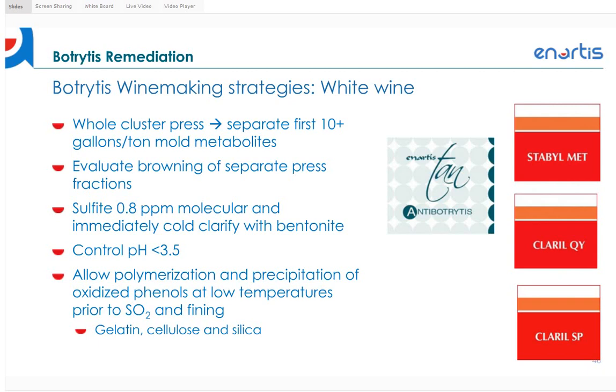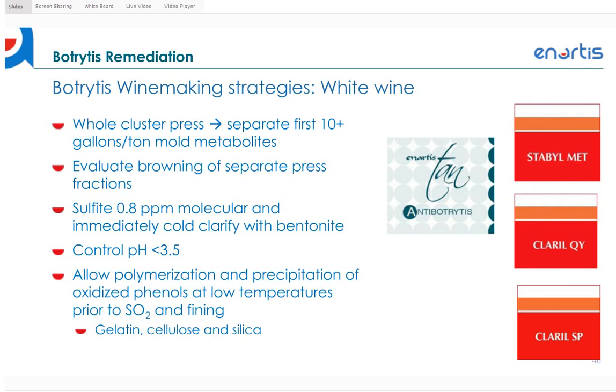So for Botrytis winemaking remediation, I have it broken up into two sections. This one is specifically with white wine. So in the vineyard, again, if fruit is mechanically harvested, we highly recommend using an effervescent sulfur dioxide directly in the gondolas at the vineyard itself. You really need to be proactive with antioxidant protection and limiting the activity of laccase.